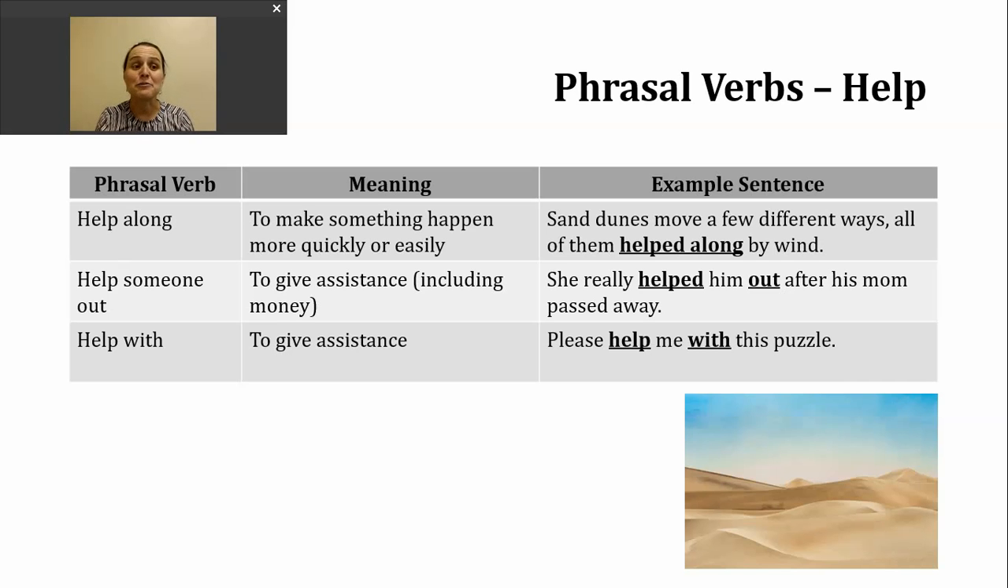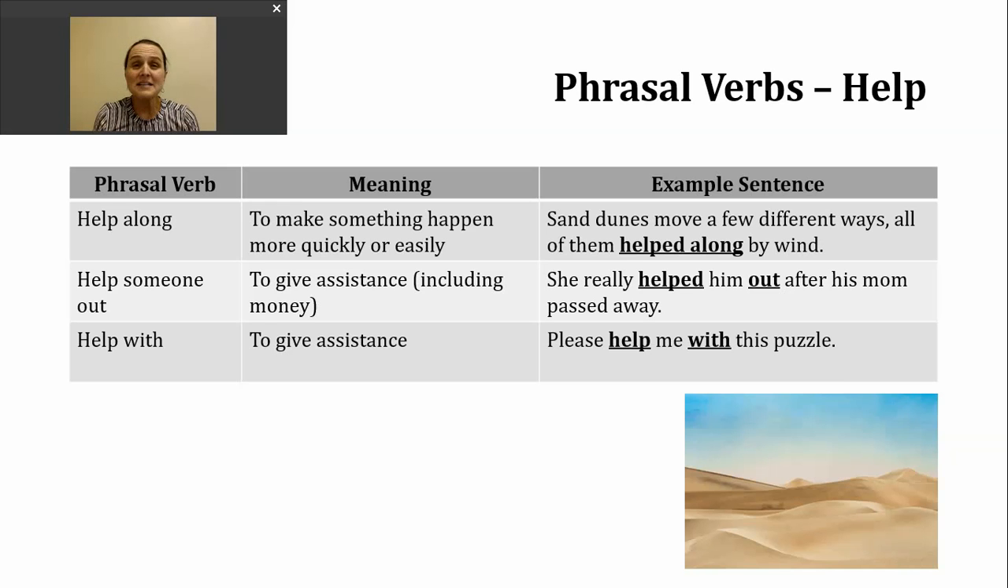Another phrasal verb that you might hear is to help someone out. It means to give assistance. So it could be physically doing something for someone, but this could also be giving someone money to help them out in a particular situation. Let's take a look at this phrasal verb in an example sentence. She really helped him out after his mom passed away.